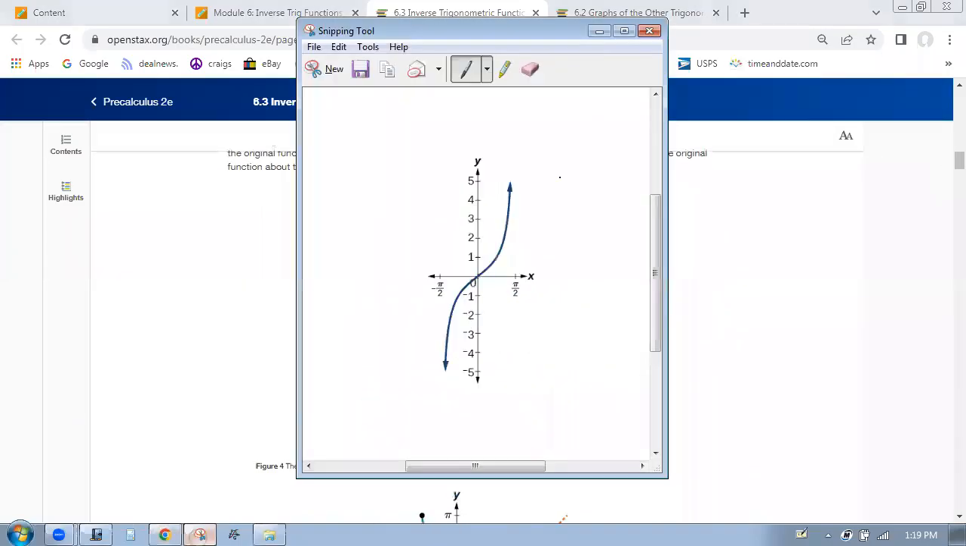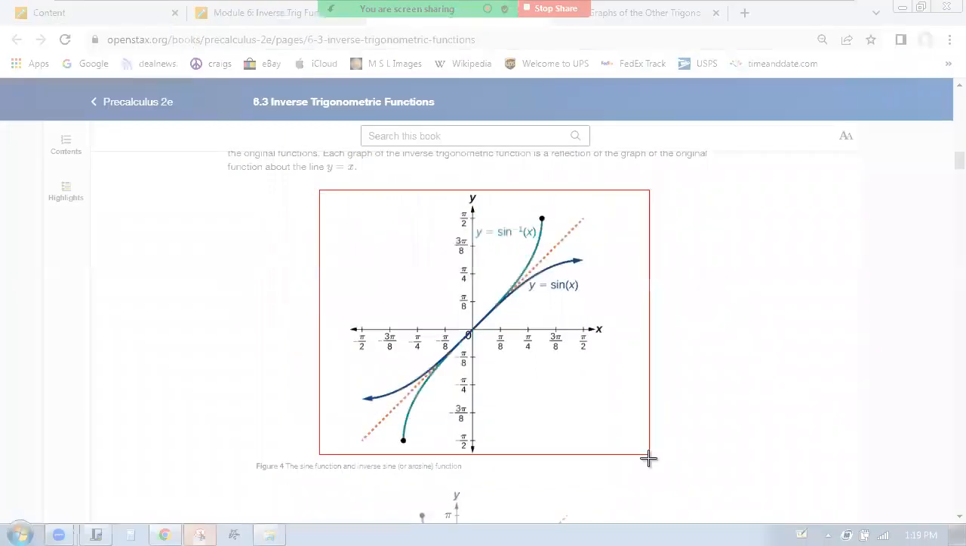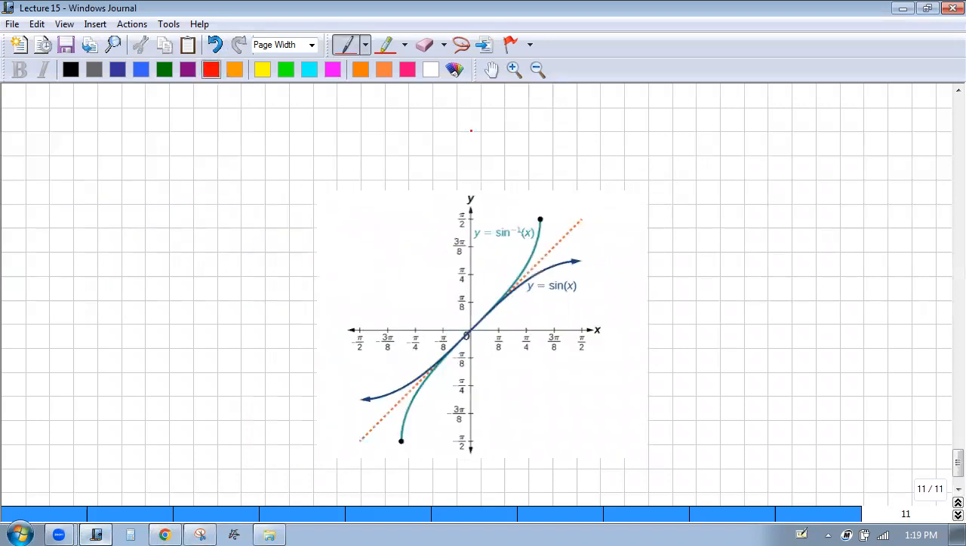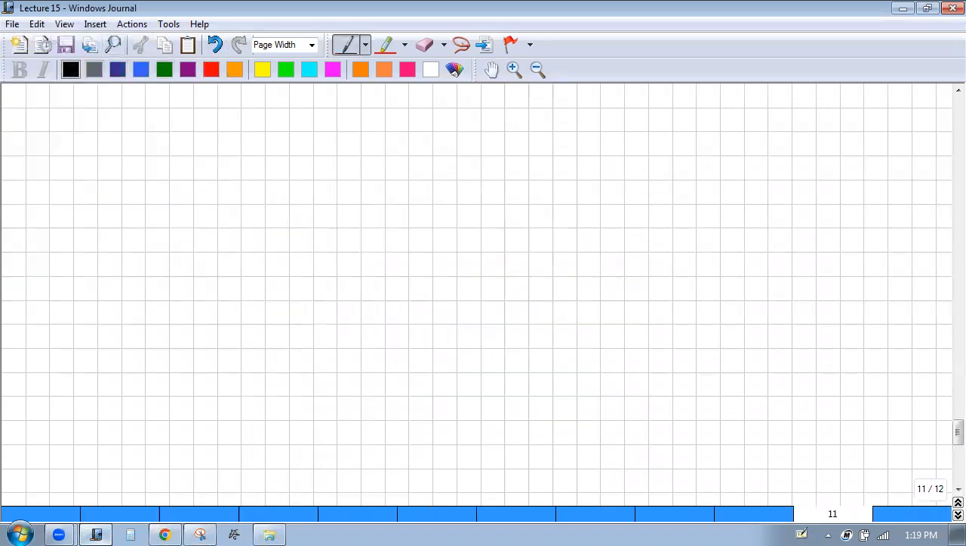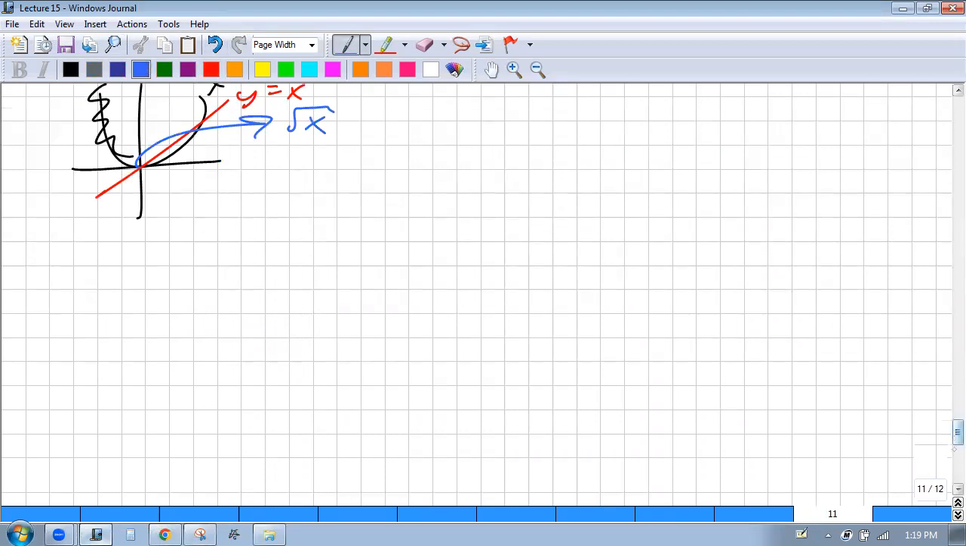What about the graphs? We know what the graph of sine looks like. What does the graph of sine inverse look like? I'll do it again. Here's x squared. We threw that away. Here's y equals x. When you flip over this line, you get this. So you just flip over the line y equals x. The domains and the ranges switch.